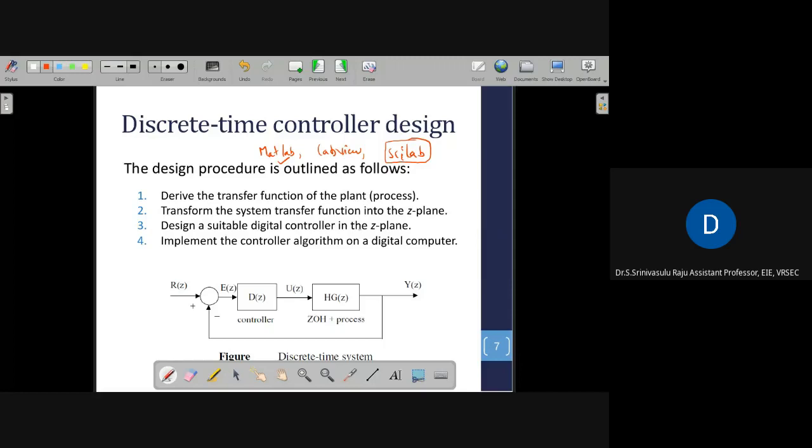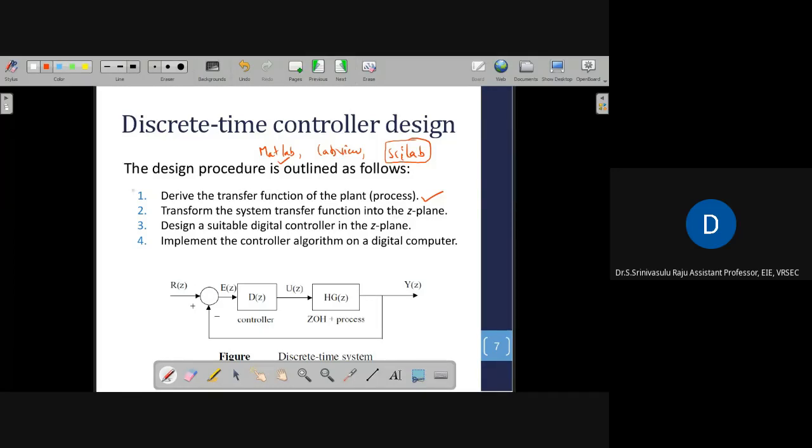First, you need to know the transfer function of the plant. You need to derive the transfer function of the plant by using mathematical equations. It may be from fundamental laws, or from the laws of physics or chemistry. Once you know the fundamental laws of the system, you will arrive at the transfer function of the plant.